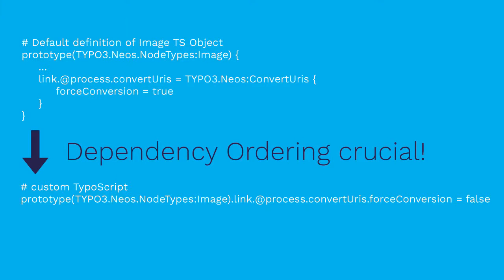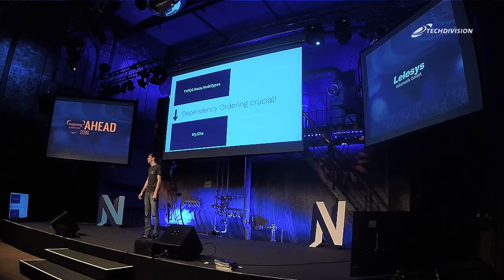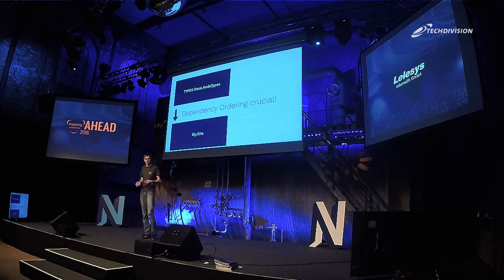Right, so that means we need to make sure that our custom TypoScript below is actually loaded after the standard TypoScript, which we want to override from above. So the above part is coming from the Neos node types package, and the thing I want to override comes from my actual site package.